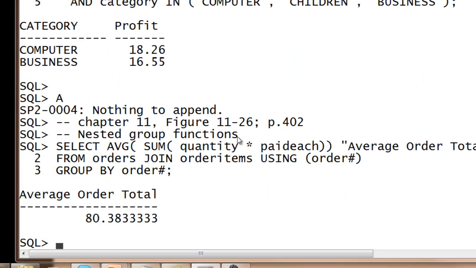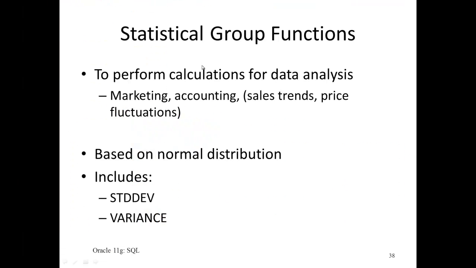Chapter 11, 1126, the same command I just talked about, where you've got the nested. Again, it ran the sum first and then the average. Statistical group functions. These are used to perform calculations for data analysis. Your marketing department might use those for sales trends. Your accounting department might use this information for price fluctuations. These are based on normal distribution. Statistical functions include standard deviation and variance.